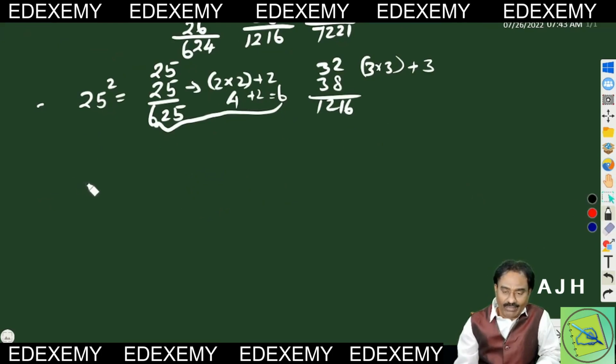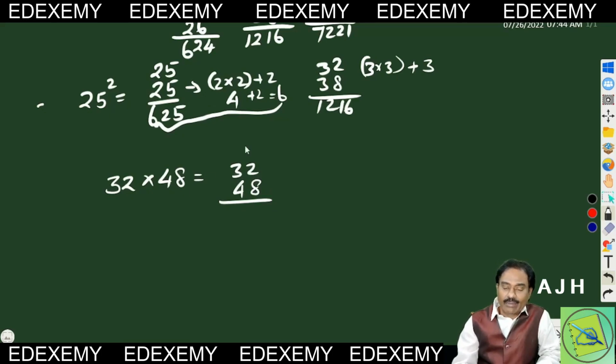Now here, 32 into 38, or 32 into 48. Previously the tenth digits were the same. We have found the shortcut method where the tenth digit is the same and the sum of the unit digits is 10. Now we will extend this to another level.